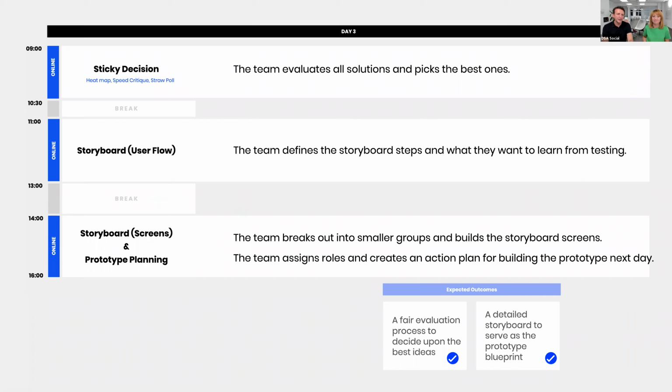And then we get back into the afternoon, and basically we add meat to the bones, which means we're designing every screen or stage of the storyboard. And we end the day by doing a prototype planning, saying, okay, who's going to build a prototype? Who's going to gather assets? Who's doing copywriting? Who's doing the interview script? So we're ending the day with prototype planning because some people might want to get a head start and already start working on day 3, but regardless, it's really important that everyone knows what they have to do on day 4.